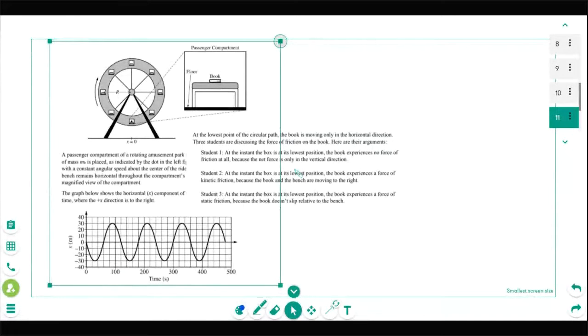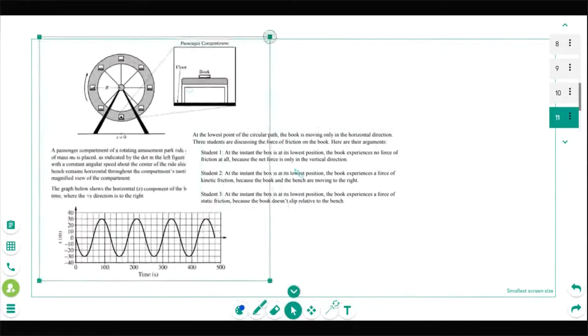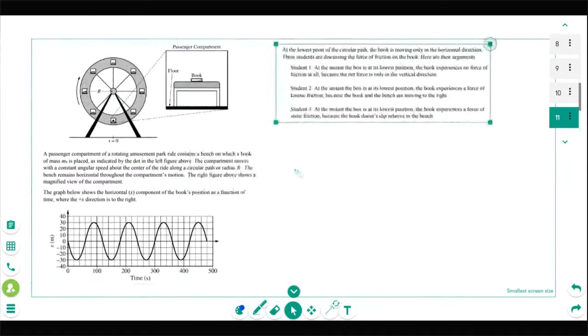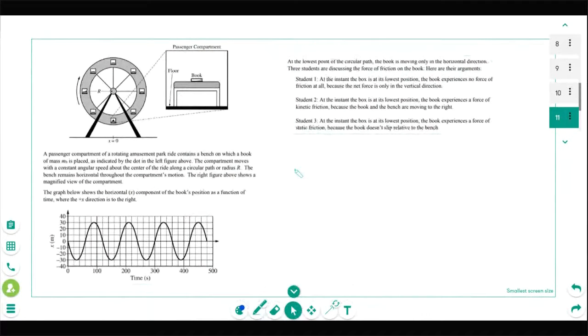Okay. Yeah, I haven't actually seen these questions before. These are pretty good. All right. So the book's moving on in the horizontal direction, the force of friction acting on the book. Okay, so what they're saying here is you're looking at the book.